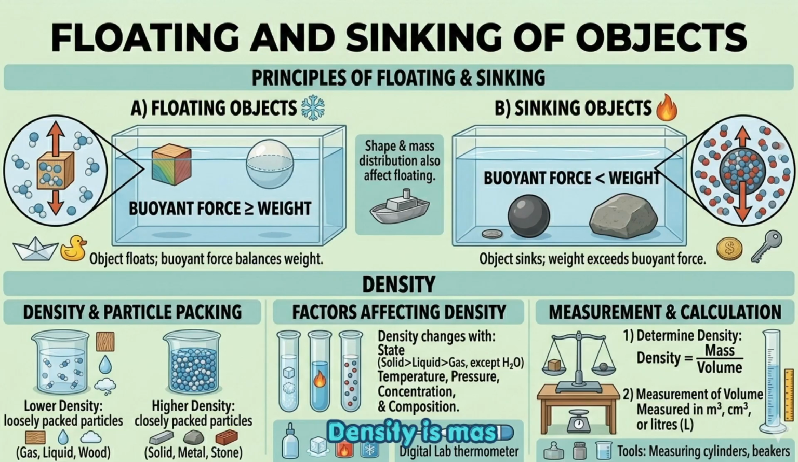Density. Density is mass per unit volume and shows how compact a substance is. Higher density means closely packed particles. Factors affecting density: density changes with state, temperature, pressure, concentration, and composition. Determination of density. Density is found using mass and volume. Measurement of volume. Volume is measured in m³, cm³, or liters using tools like measuring cylinders.